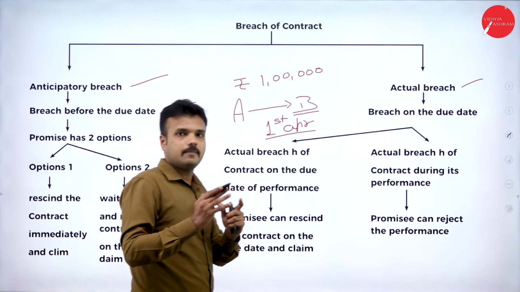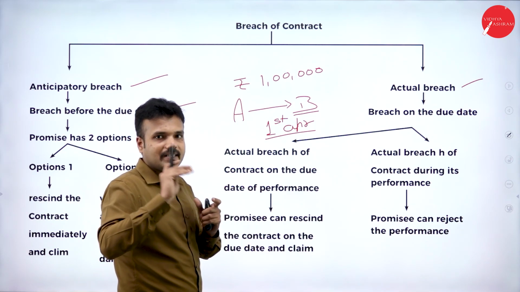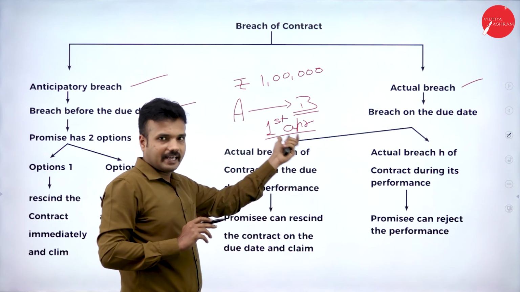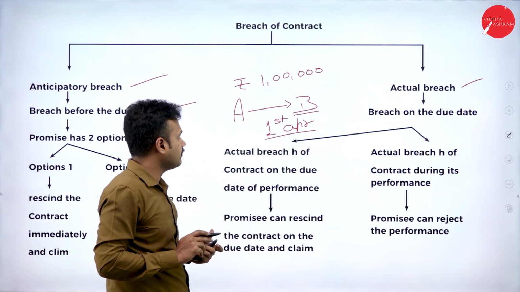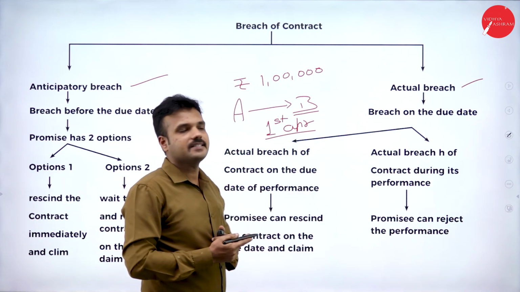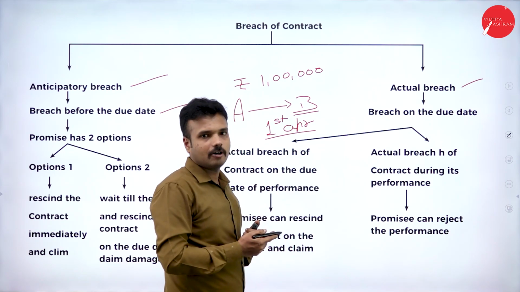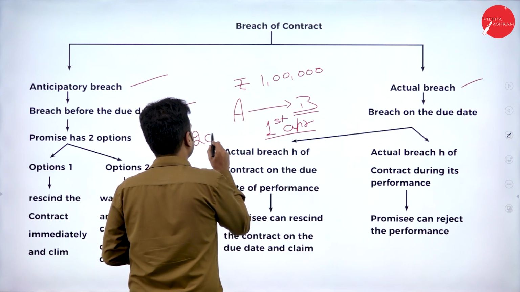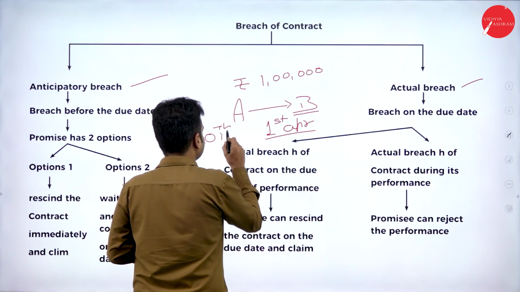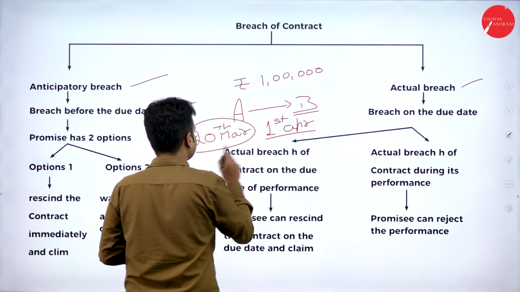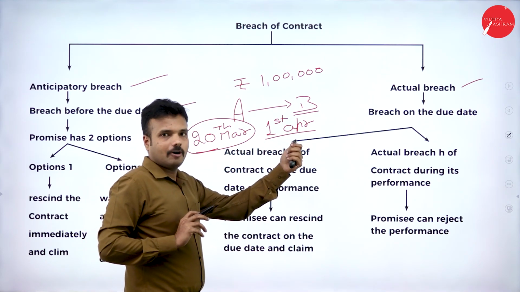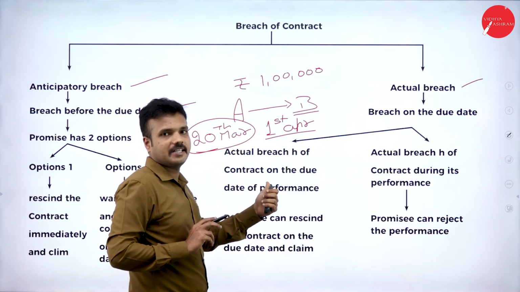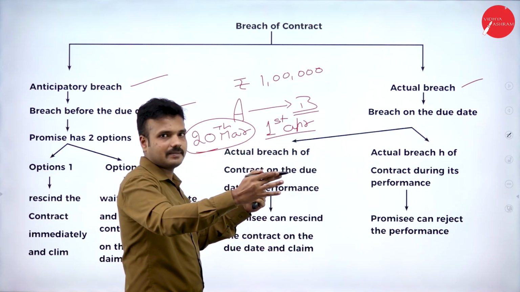Anticipatory breach means breaching the contract or the agreement before the specified period of time, 1st April. There is an agreement between A and B that B is supposed to purchase the property of Mr. A. Due to certain reasons, Mr. B refused to purchase the property of Mr. A, and he conveyed it on 20th March. Before the period of performance, he informed Mr. A, saying, I am not interested in your property, I am looking towards some other property.